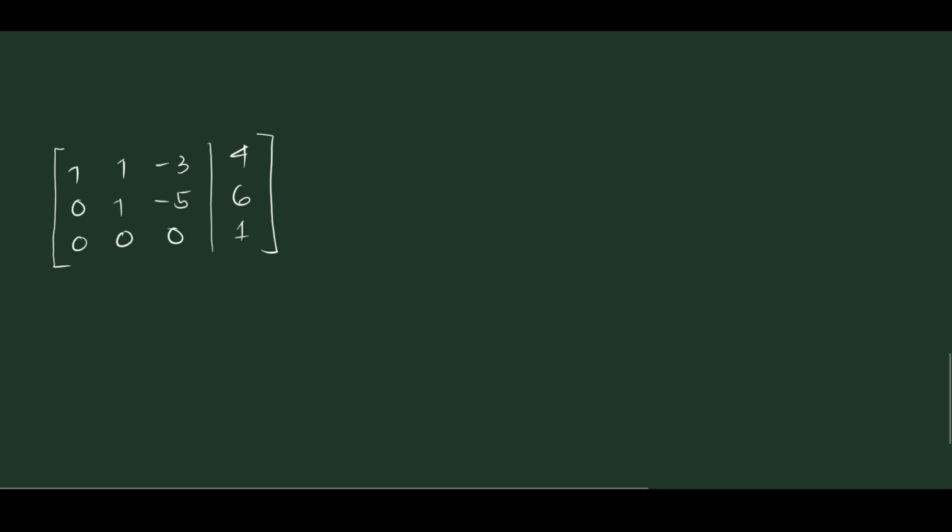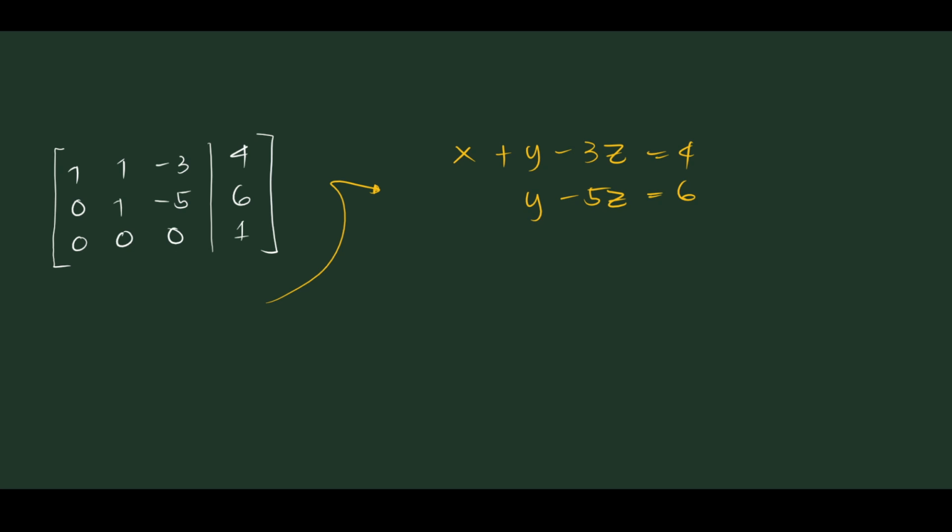If we examine this augmented matrix carefully, we can see here that this is a false statement. If we convert this into our system of equations, what will we get? We will get x plus y minus 3z is equal to 4, and then y minus 5z is equal to 6. Then we will actually get 0 is equal to 1. This is obviously false. If we get a situation like this, it is an indication that there is no solution for this system of equations. Therefore, no solution.